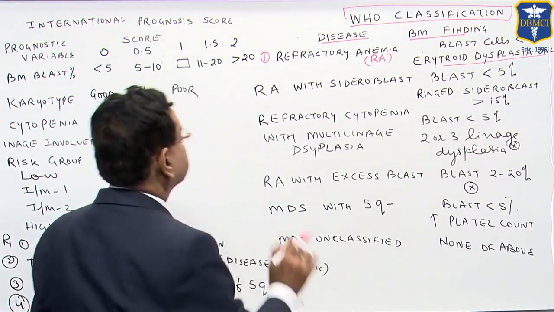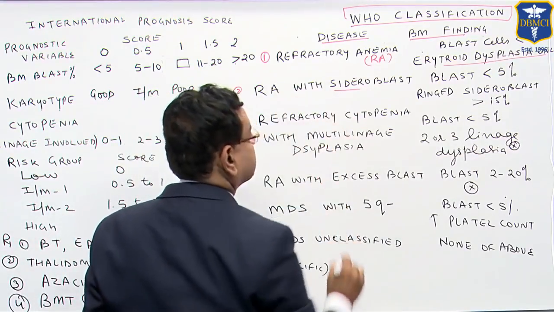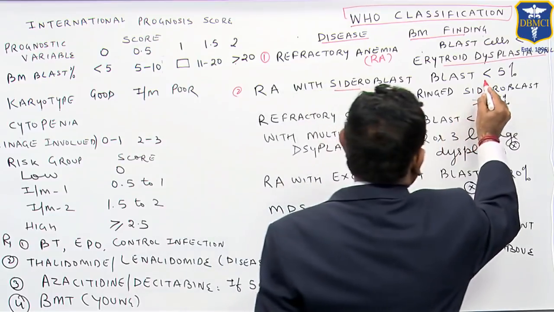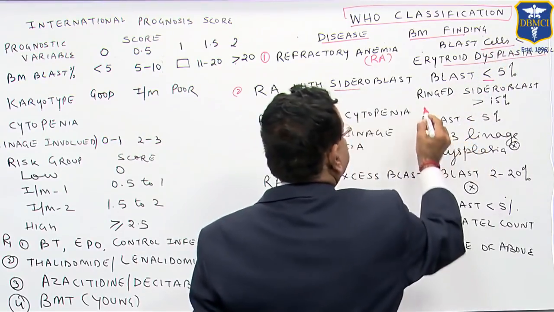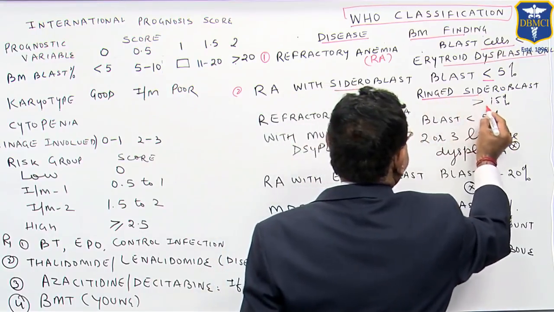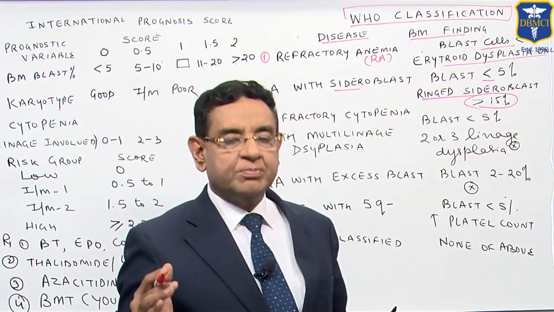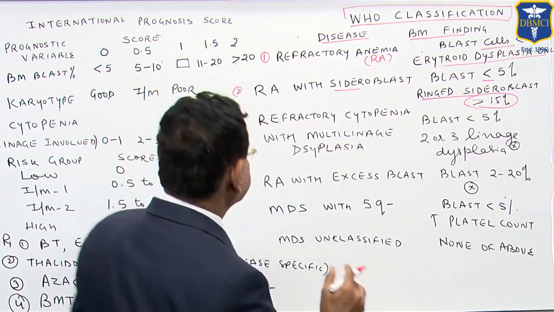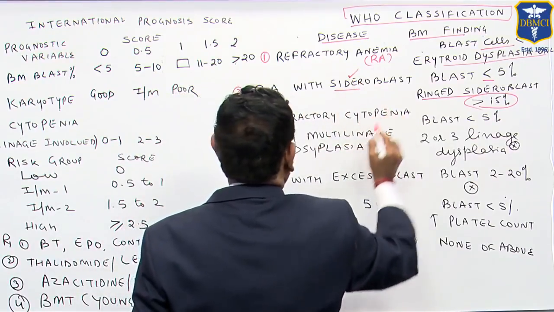Second is refractory anemia with sideroblasts. Here again blast cells are less than 5%. But we are getting ringed sideroblasts where they are more than 15% in the bone marrow. That's why we say RA with sideroblasts.